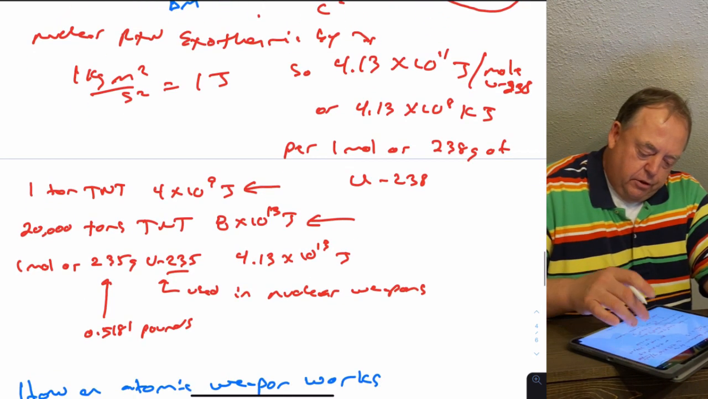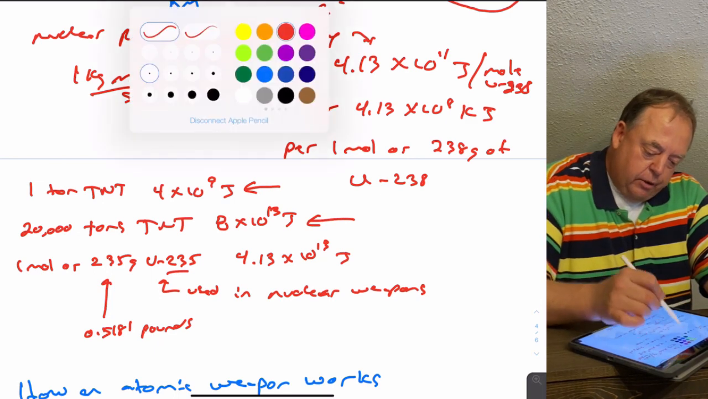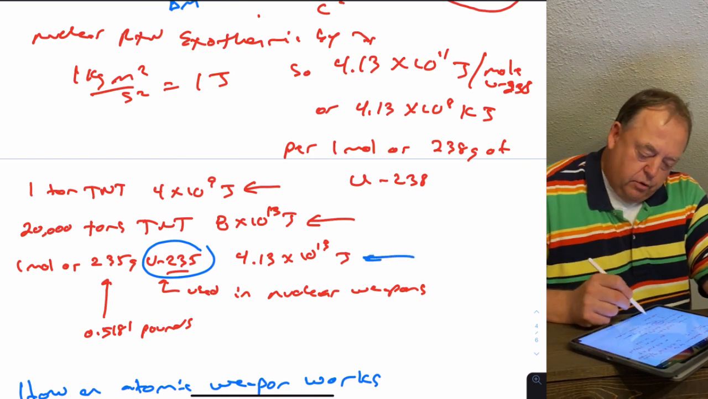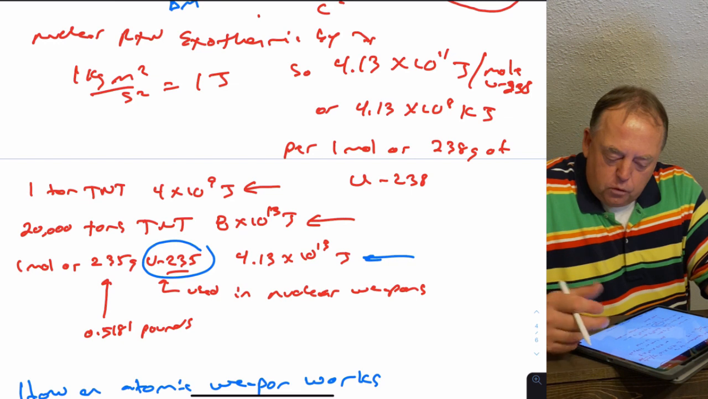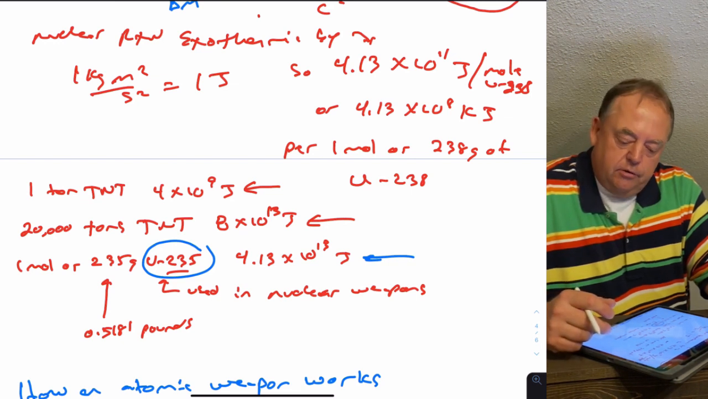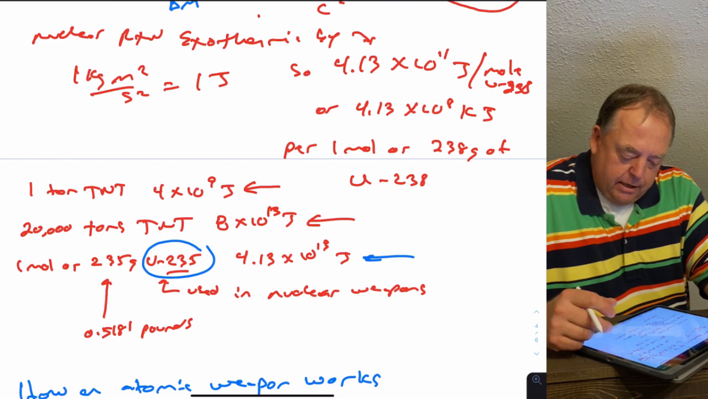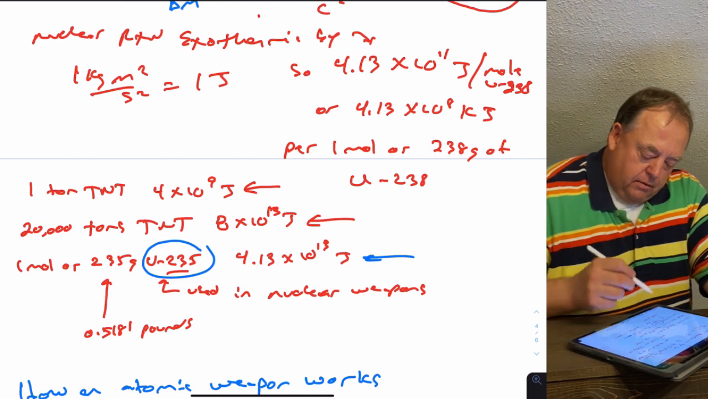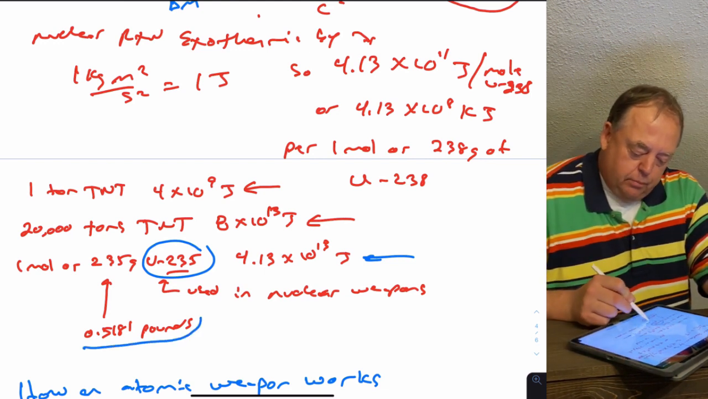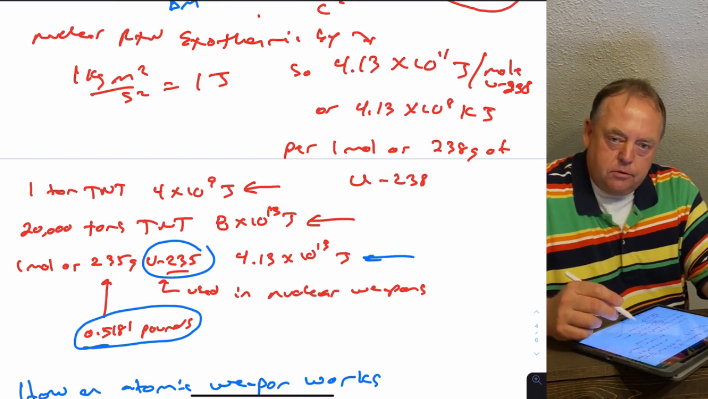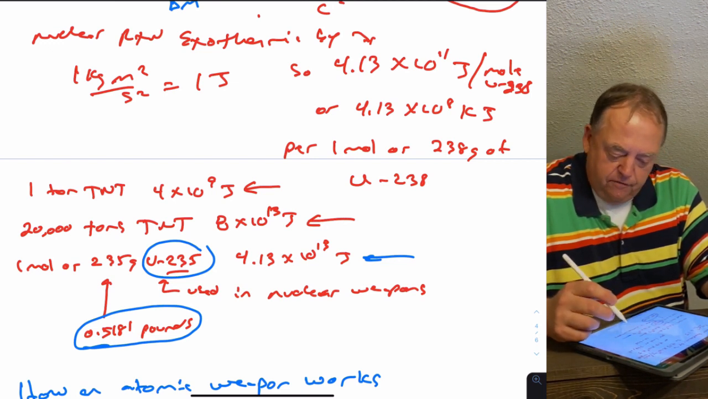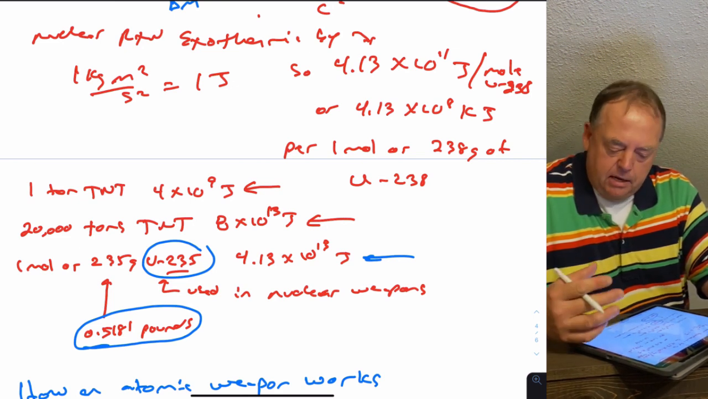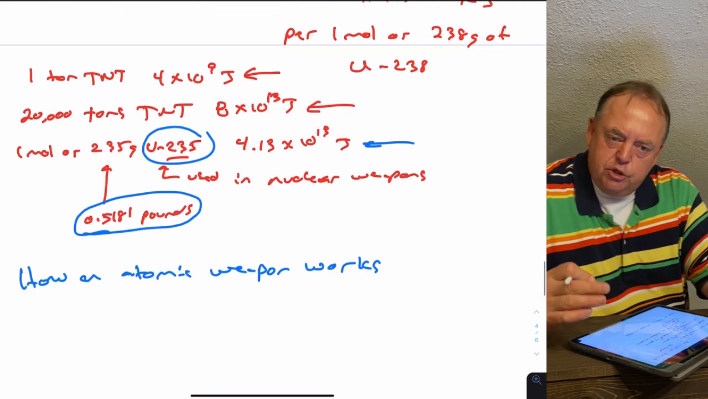So if we did this calculation for uranium-235 instead of uranium-238, 1 mole of uranium-235 would generate 4.13 times 10 to the 13 joules of energy. So that's the equivalent of about 20,000 tons of TNT. So 1 ton, of course, is 2,000 pounds. So 1 mole of uranium-235 is only 0.518 pounds. So 0.518 pounds of uranium-235 would produce 4.13 times 10 to the 13 joules of energy. Tremendous amount of energy, especially if it's released in a very short amount of time.